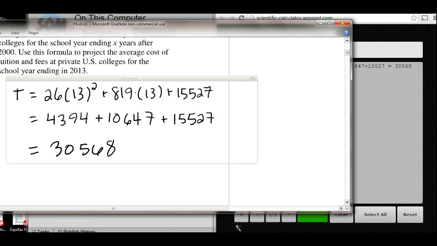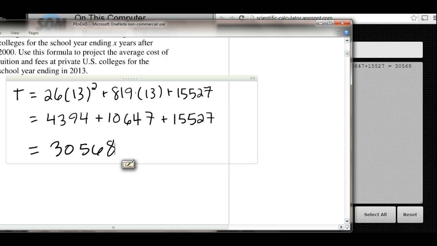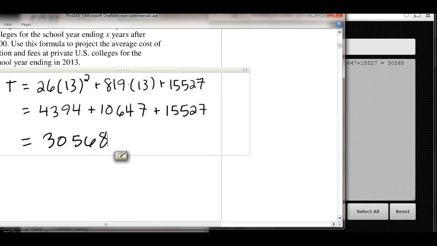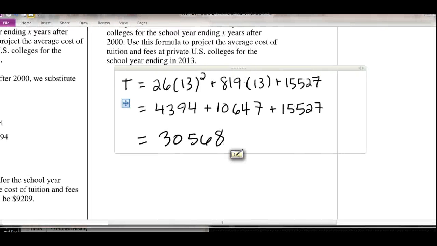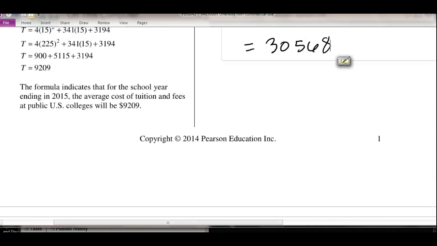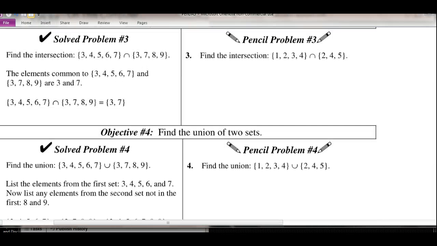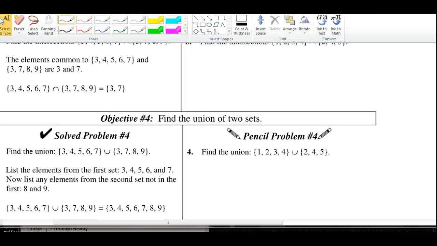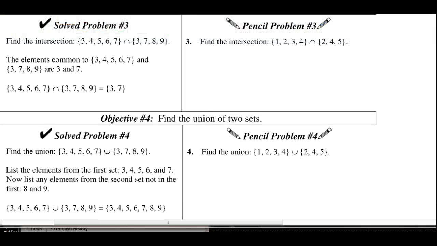Alright, let's go back to the next problem. Okay, so problem number 3. These are a little bit more simple than the last few. You just have to know what they're talking about. So here they're talking about intersection in problem 3 and union in problem 4.